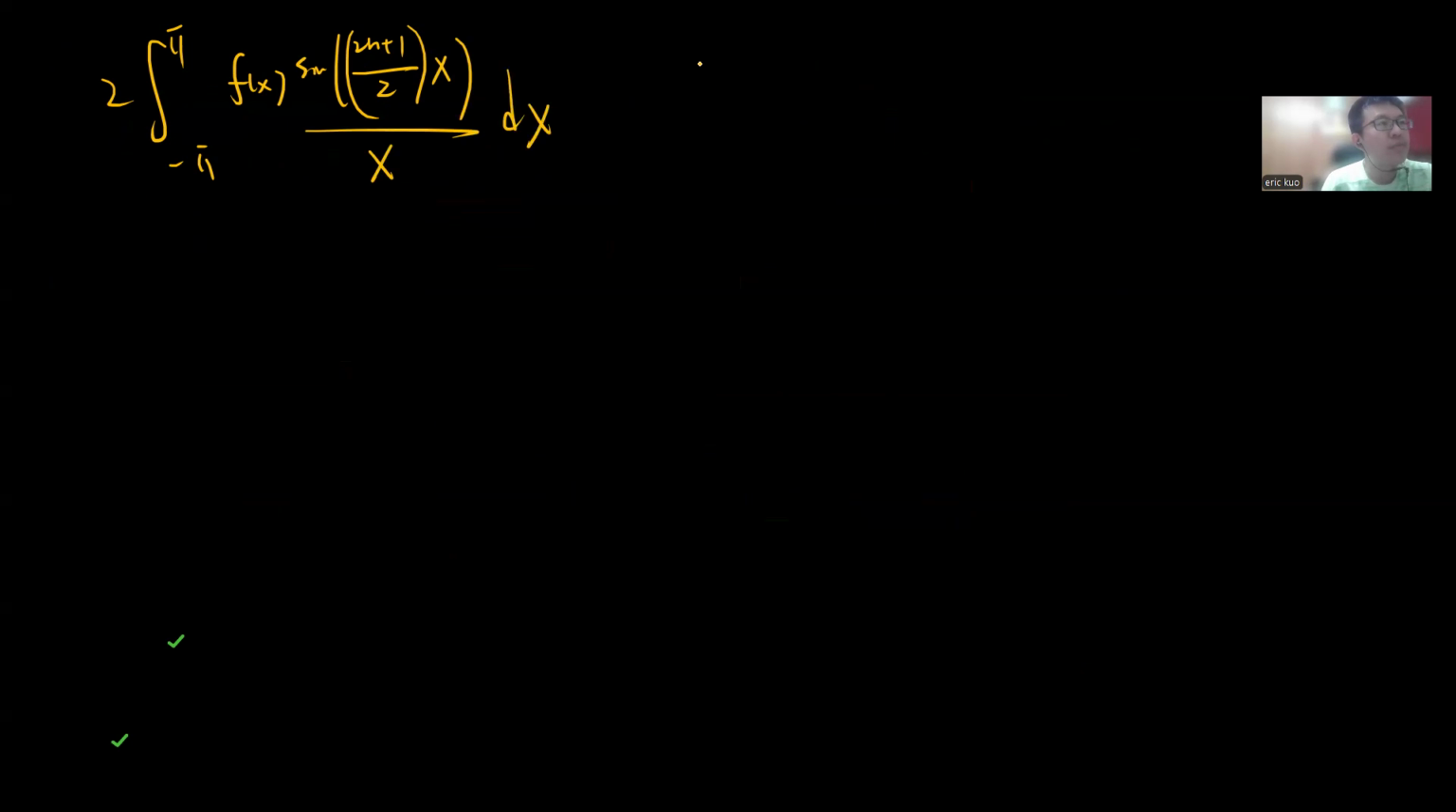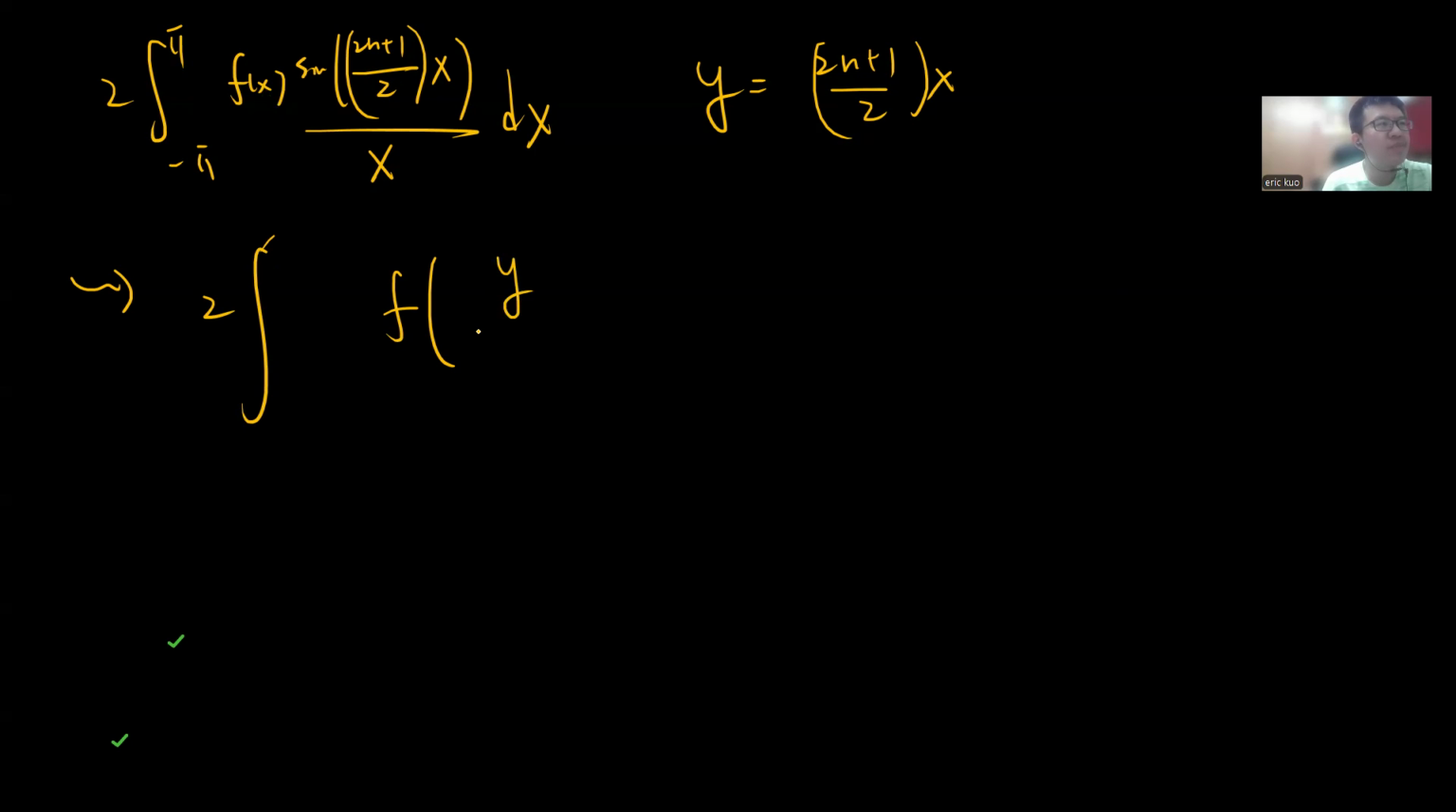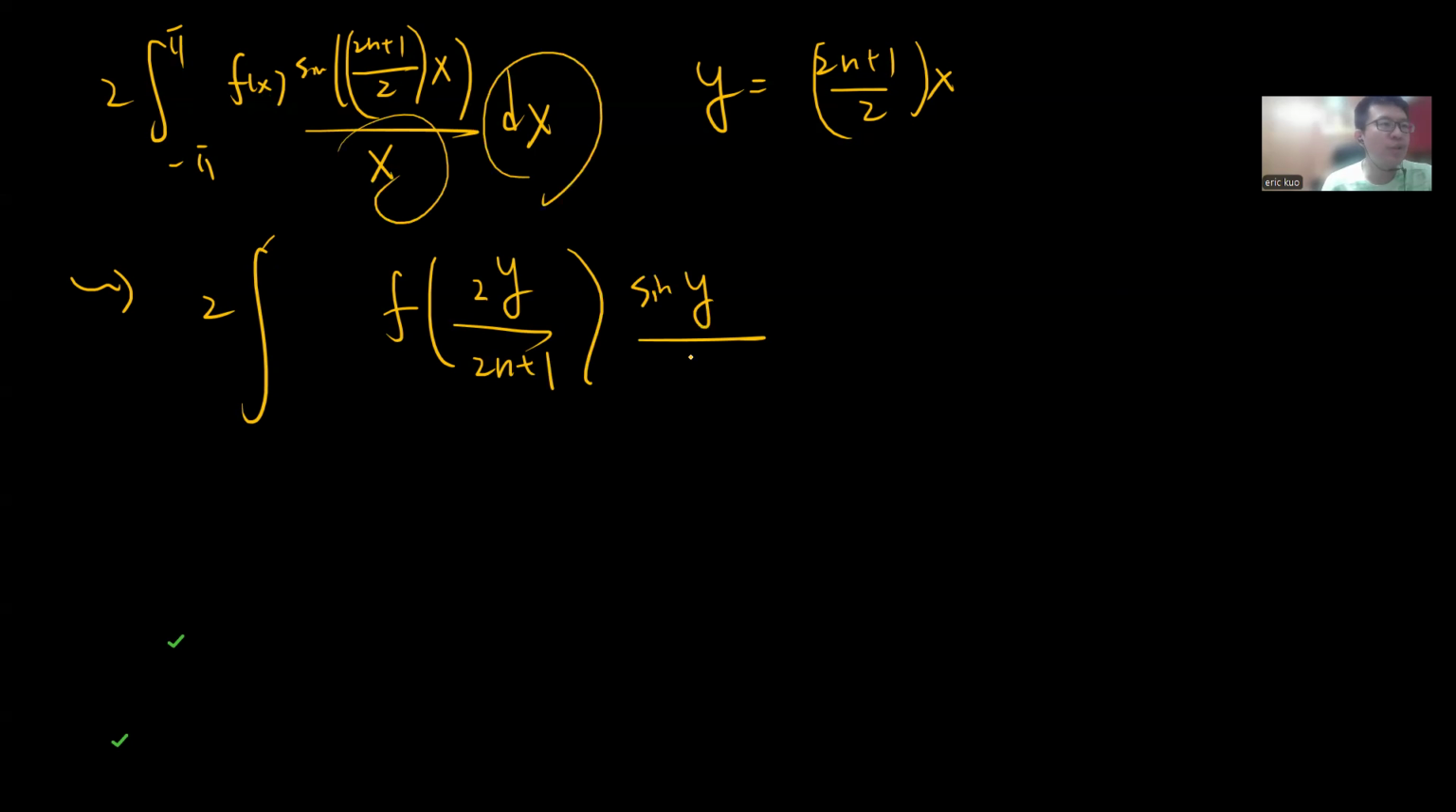Maybe let's change to another page. So let's consider this integral of f of x times sine of (2n plus 1) x dx. We substitute y equals (2n plus 1) over 2 times x. So we get f of y divided by (2n plus 1), and this is basically sine of y dx. There's a linear scaling, and then when x is 2 pi, you get something like that.